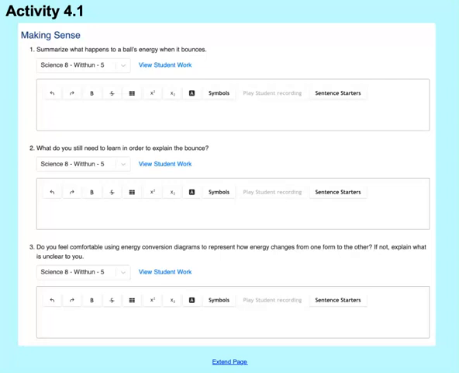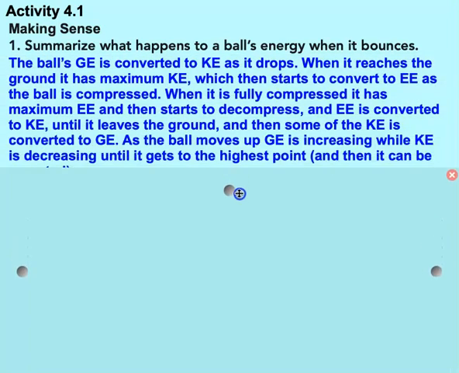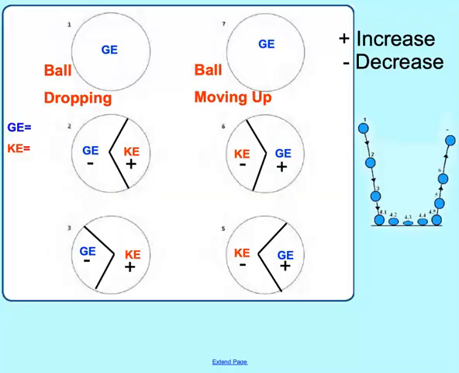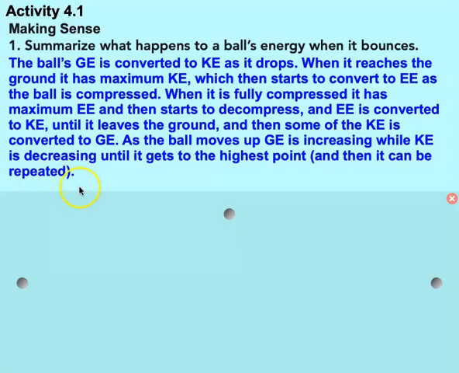All right, now that you've had a chance to answer these questions, we're going to go through the questions. So, number 1, summarize what happens to a ball's energy when it bounces. So, this is going to be a little lengthy. And you saw all the different energy conversion diagrams between these right here and between these right here. So, there's a lot going on.